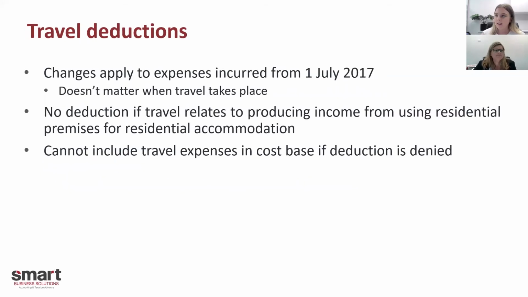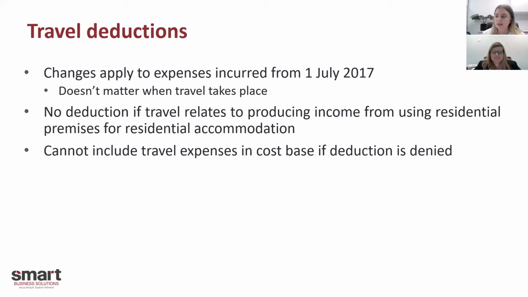Great. The next topic we have is travel deductions. So previously, which was a nice little deduction a lot of people got away with, if you used to travel to your rental property, you used to be able to claim travel deductions for that. Again, the ATO implemented quite big changes since 1 July 2017. So it really doesn't matter when the travel takes place or what you're doing around your rental property, you're no longer allowed to claim basically any deductions for travelling. So even immediate deductions or applying them against your cost base, it's basically just a straight up no.